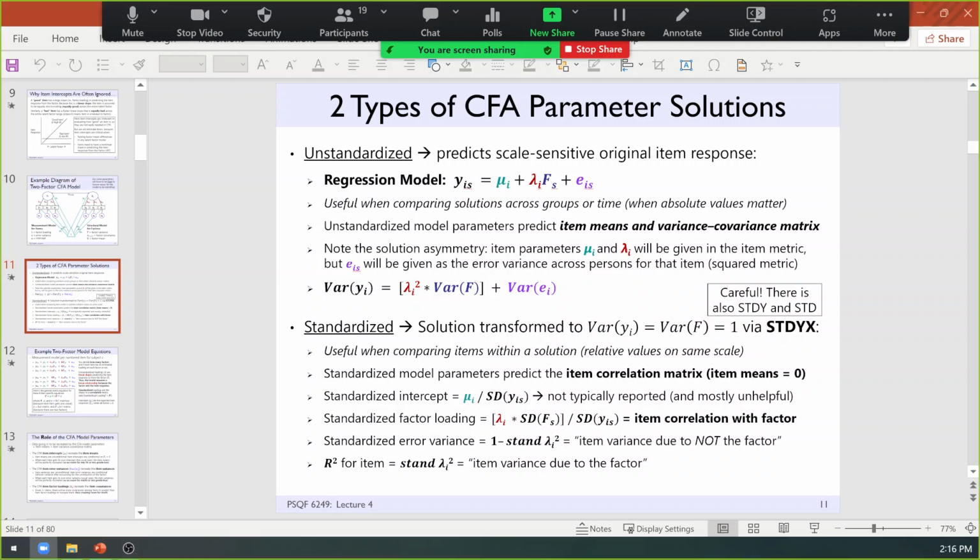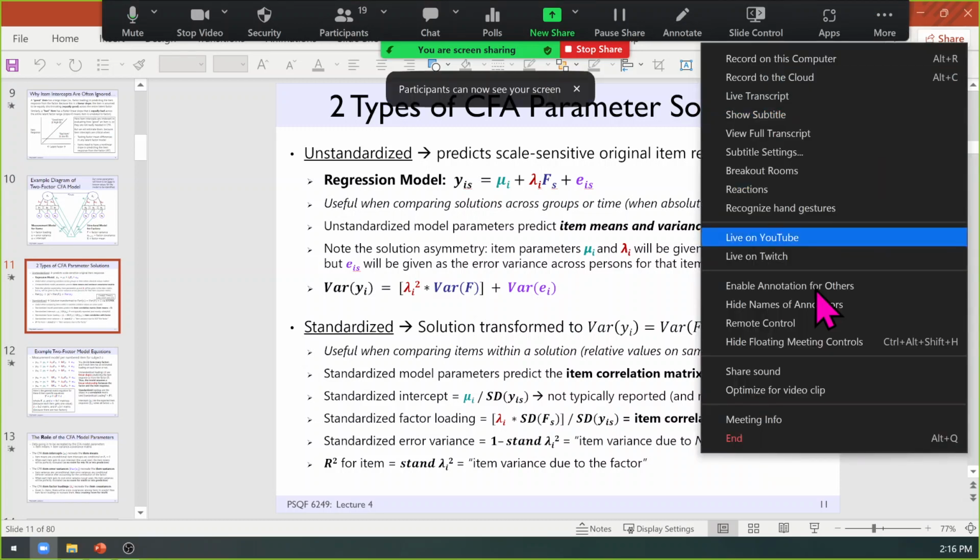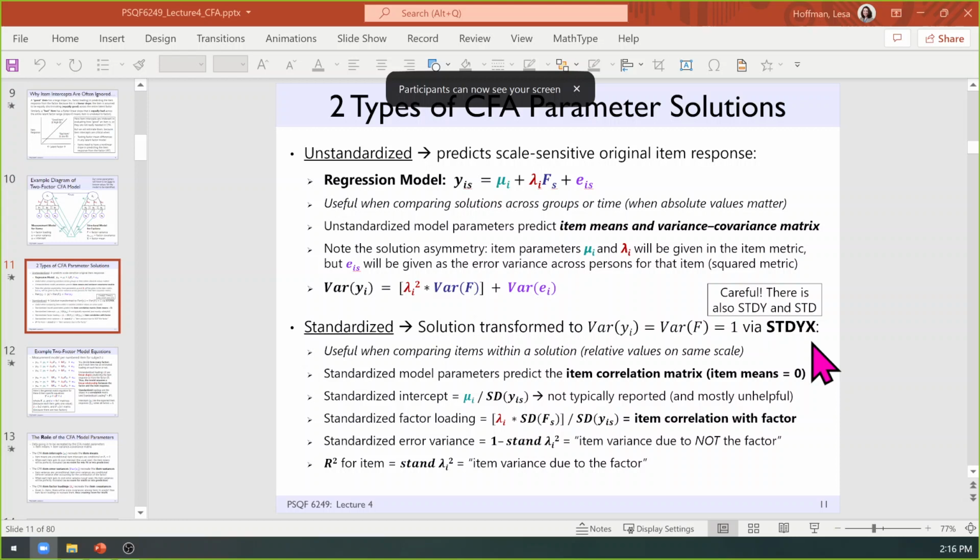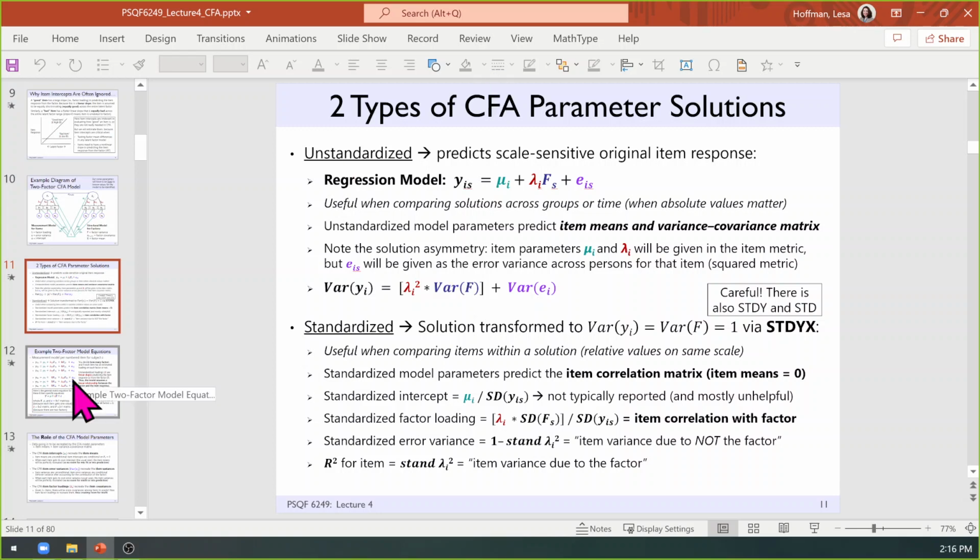Yes, indeed. Okay, so we were talking about different types of solutions, and we started talking about at the very end how these models actually predict or try to recreate means, variances, and covariances. So starting then, let's see here.